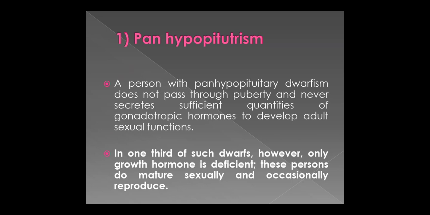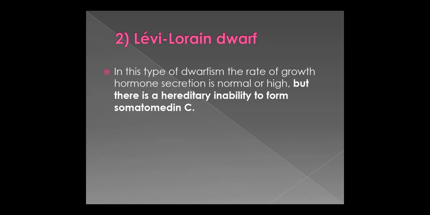A person with panhypopituitary dwarfism does not pass through puberty and never secretes sufficient quantities of gonadotropic hormones to develop adult sexual functions. In one third of such dwarfs, however, only growth hormone is deficient. These persons do mature sexually and occasionally reproduce. In Levi-Lorain dwarfism, the rate of growth hormone secretion is normal or high, but there is a hereditary inability to form somatomedin C.